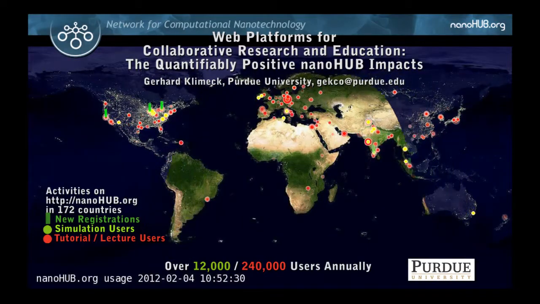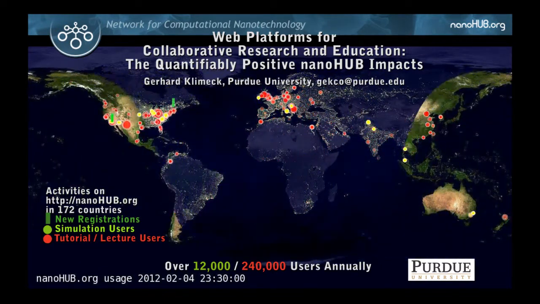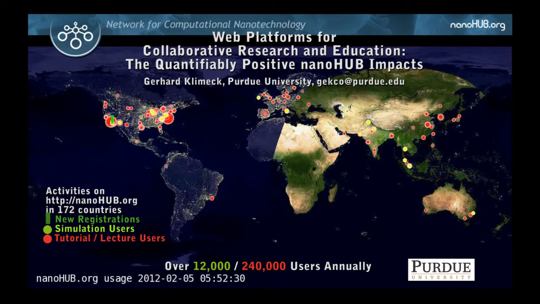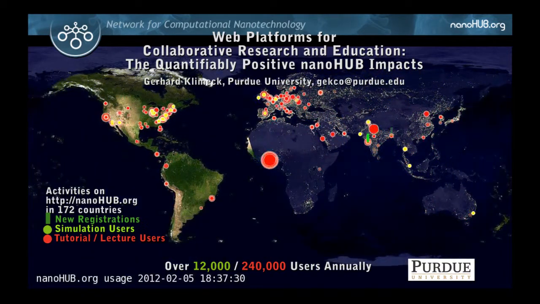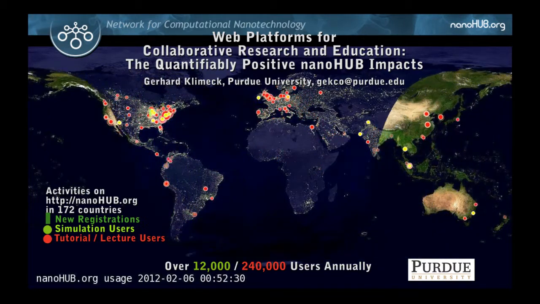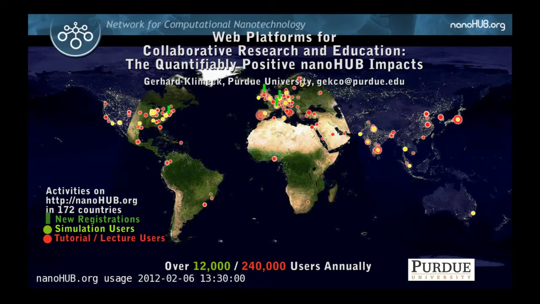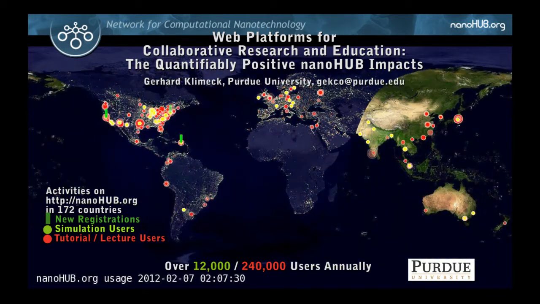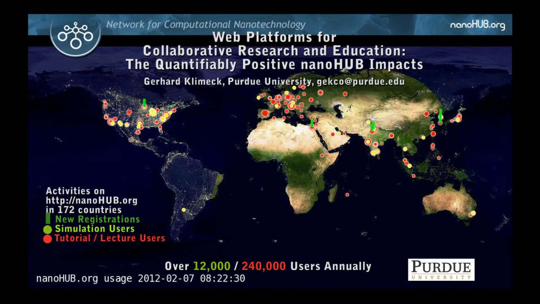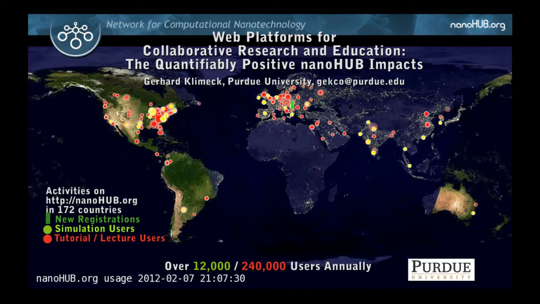I like to lead off my presentations on nanoHUB with this interactive map. This is a visualization of real data taken about a year ago. And what you see here is obviously a day-night animation over a week in February of last year. You see a lot of blinking objects. The size of the object reflects the number of people that arrive at that particular time slot at that particular location.